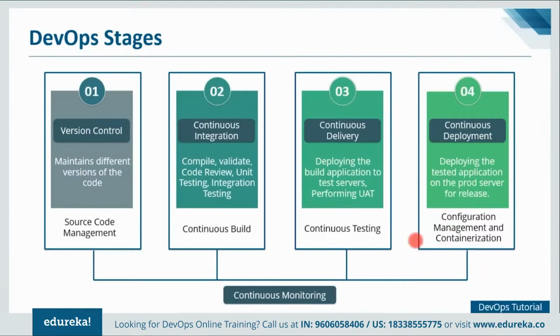Once your application is live, it will be continuously monitored by tools like Nagios or Splunk, which will provide the relevant feedback to the concerned teams. So that's how DevOps works. So these are the various stages involved in DevOps, right? So now let me just go back to clear if there are doubts.